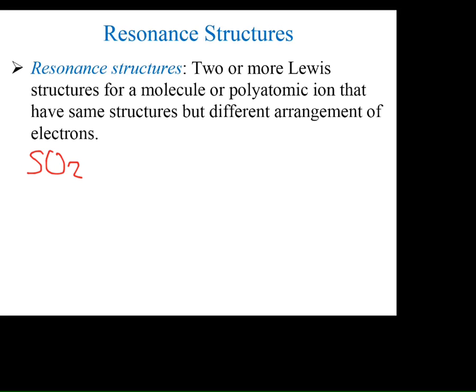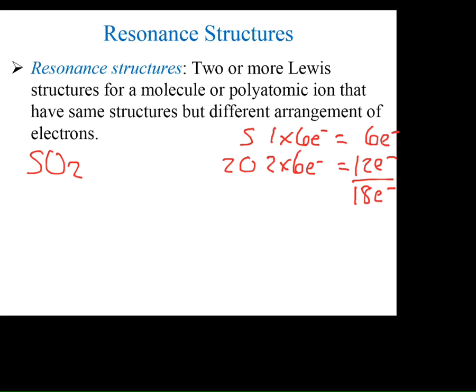So, step 1, add up the total number of valence electrons. How many valence electrons do you get for sulfur? There's 1 sulfur, it gives you 6 electrons. We have 2 oxygens. How many does every oxygen give you? 6. So that's 12. So what's my total number of valence electrons? 18. Are you with me? They're both in group 6. They both have 6. So I have to account for 18 valence electrons in my structure.